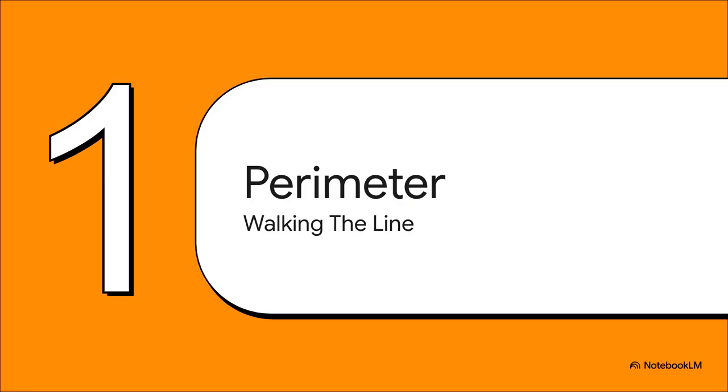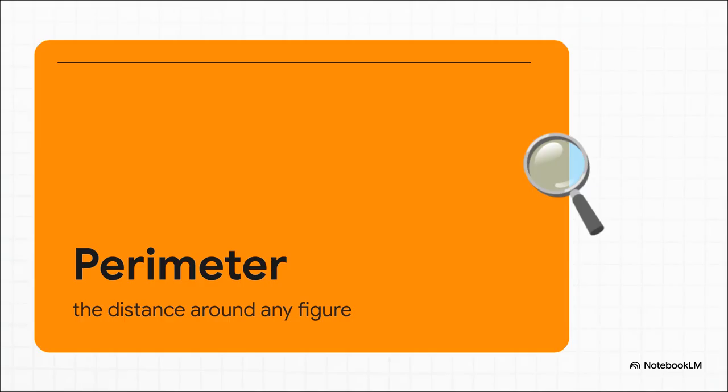All right, let's kick off our journey in the first dimension. We're starting simple, with a measurement called perimeter. The easiest way to think about it, just walking the line. So, what is it exactly? Well, simply put, the perimeter is just the total distance all the way around the outside of a shape. That's it. It's a one-dimensional measurement. We're just talking about a length.